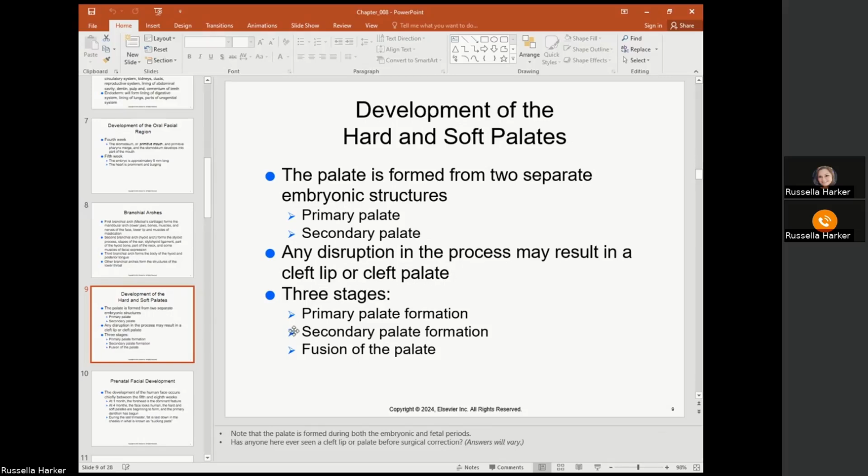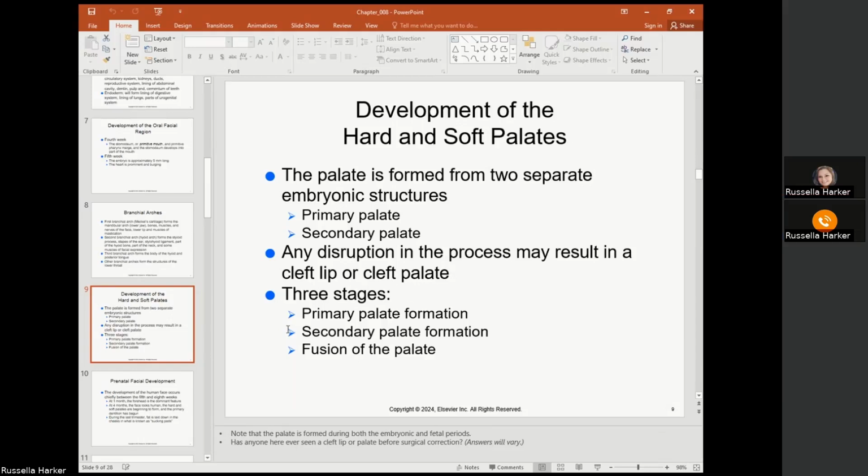So the palate is formed from 2 separate embryonic structures. We have a primary palate and a secondary palate. If there's any disruption in that process of them forming, it can result in a cleft lip or a cleft palate, which is a hole or an opening in their lip or their palate, which can make speaking or eating very difficult and could even require surgery for repair.